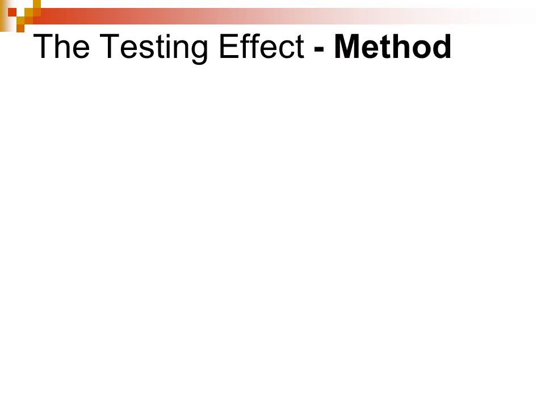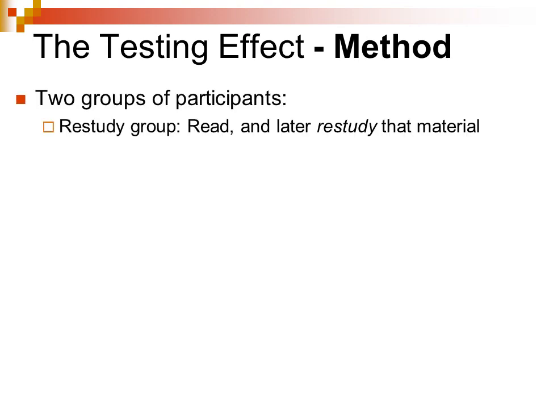Here is a typical study on the testing effect. So in the typical study, there are 2 groups of participants. The restudy group reads and later restudies a set of material. For instance, they might be shown pairs of words during the study like bed and pillow, and they're told they will take a memory test on these words later. Then in the next phase, they would be shown the pair of words again, and they get a chance to restudy the information.